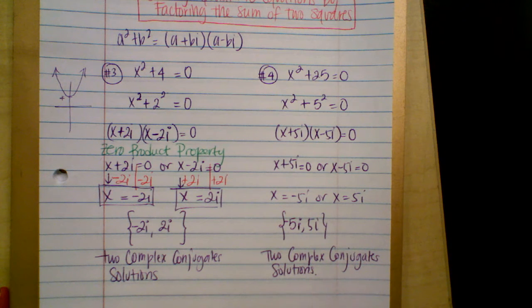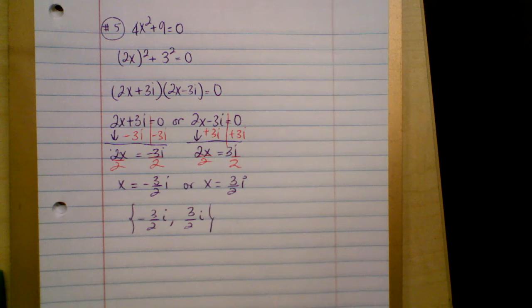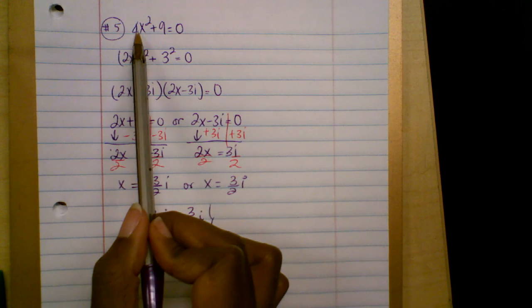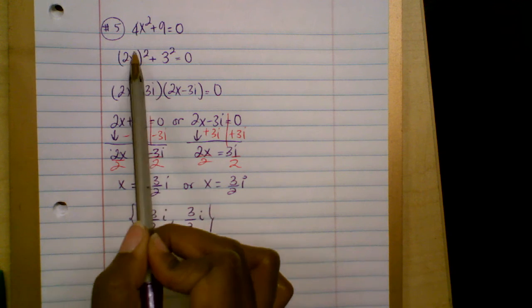Now I'm going to give you another example. Could you please pause the video and solve this quadratic equation by factoring the sum of two squares. As you can tell here, we wrote for x squared plus 2x, everything inside the parentheses and squared.